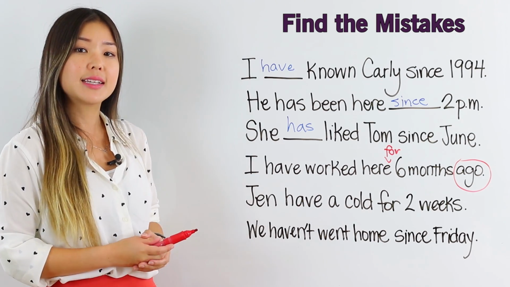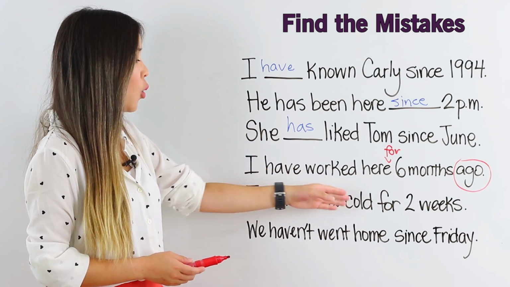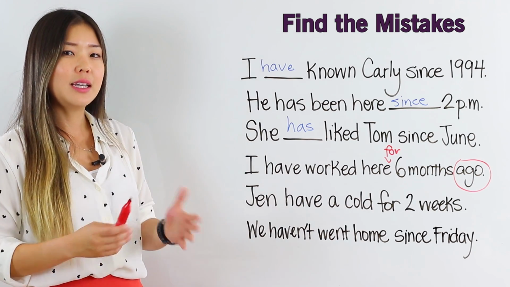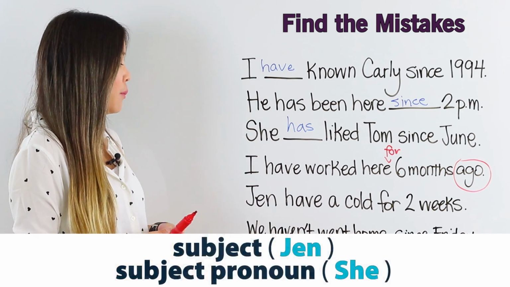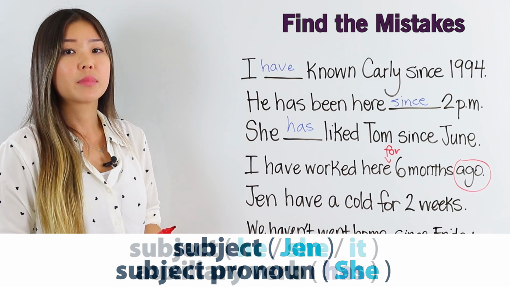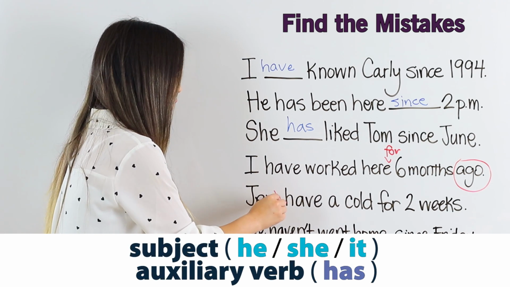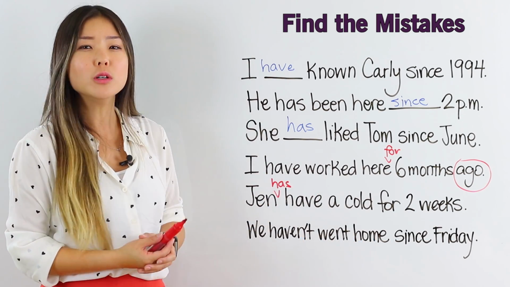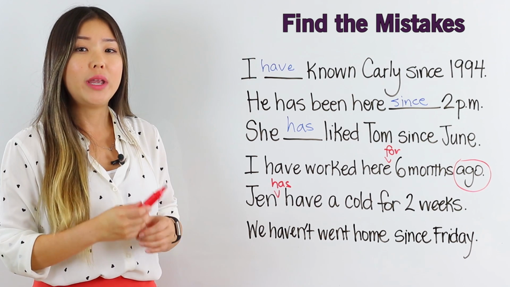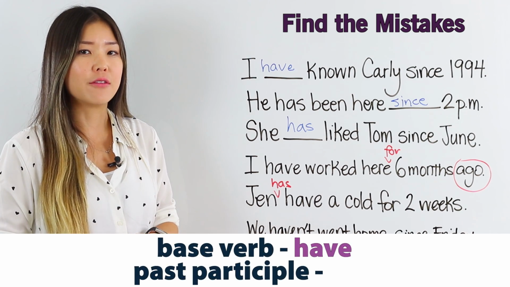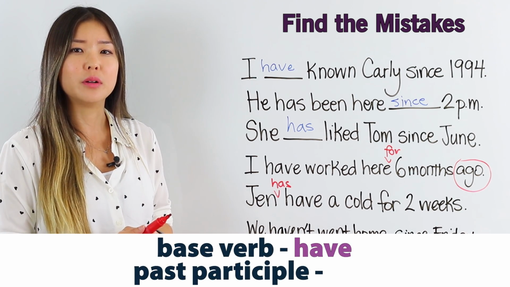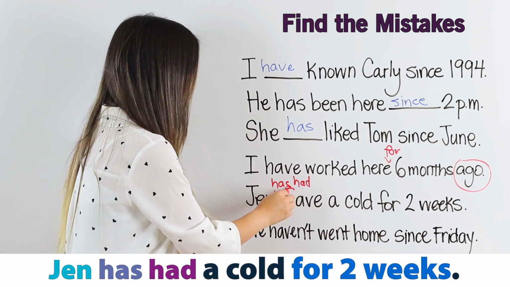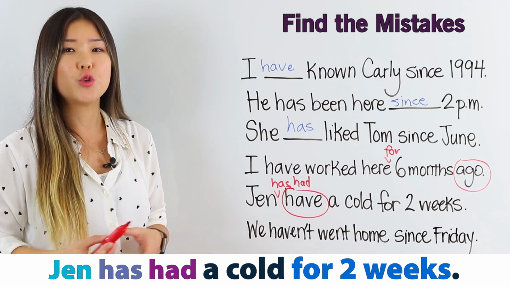Let's take a look at the next sentence. Jen have a cold for 2 weeks. At first glance, this doesn't seem that wrong, but remember, Jen is a she, so we need has. Jen has. But wait a minute, Jen has have a cold? That's not right either. We need the past participle of have. What is the past participle? The correct answer is had. Jen has had a cold for 2 weeks.